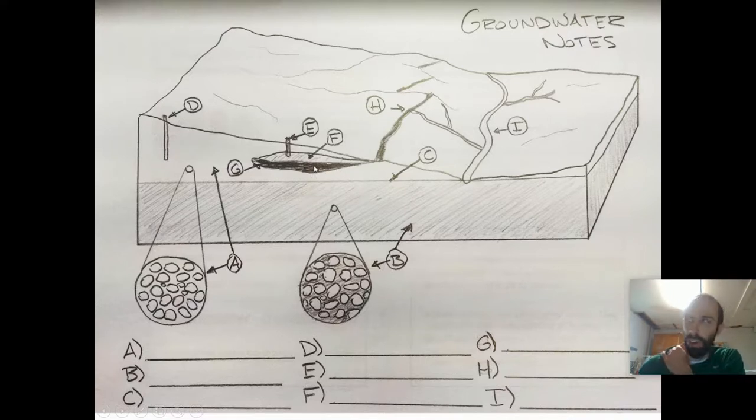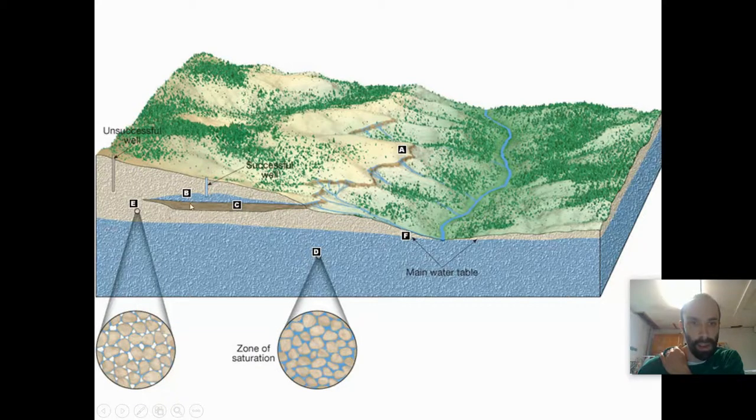Aquitard, A-Q-U-I-T-A-R-D, is typically a layer of bedrock that is blocking the water from going down any lower. So it stops the water from going down any lower. And you can see it here. That's bedrock that's below the ground. The water can't go any lower than that. So that's called an aquitard.